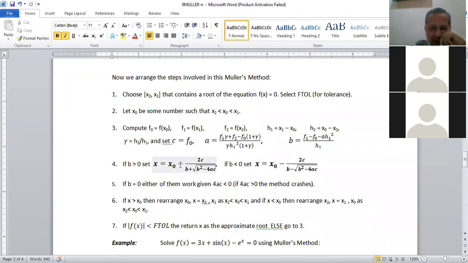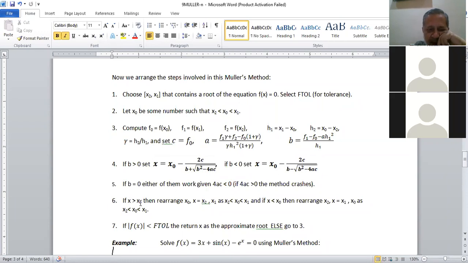पॉजिटिव केस में नया x यूं कैलकुलेट किया, नेगेटिव केस में नया x यूं कैलकुलेट किया, b 0 के केस में भी हम इनमें से नोट करते हैं कि the value will be 2c upon under the root negative 4ac, which works only when 4ac is negative.